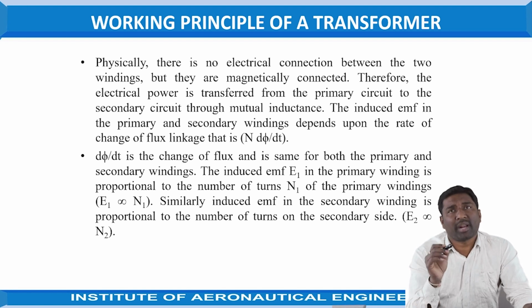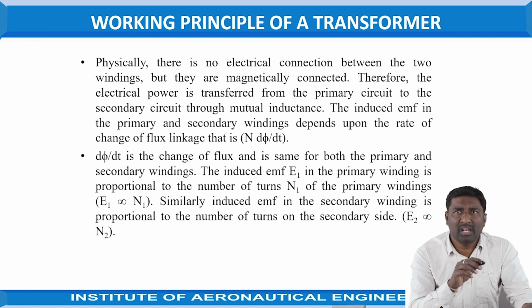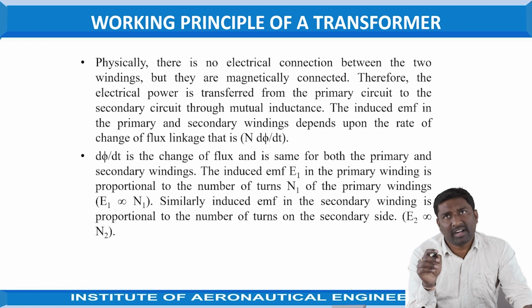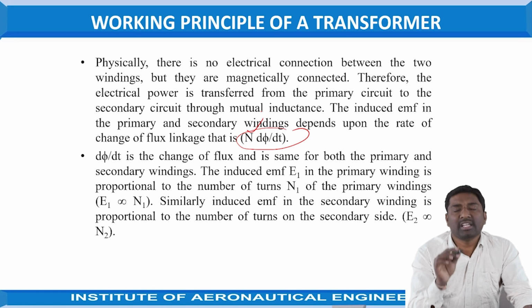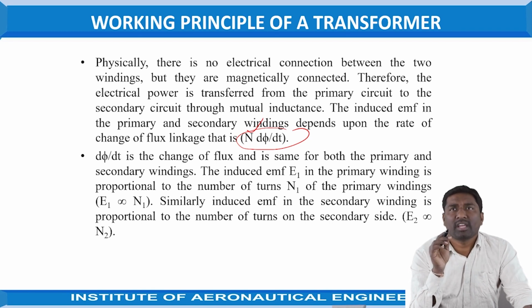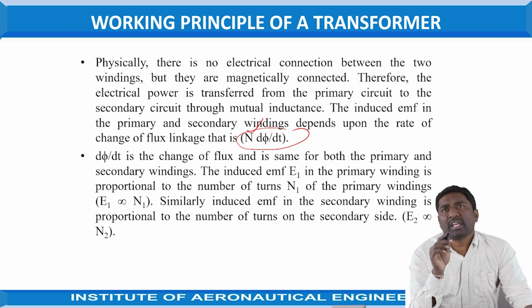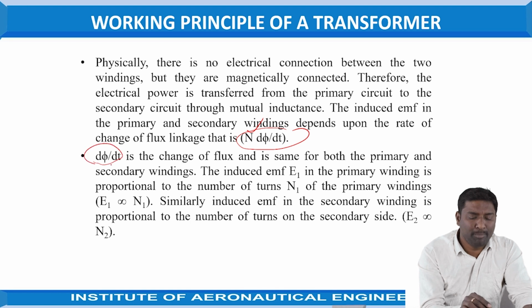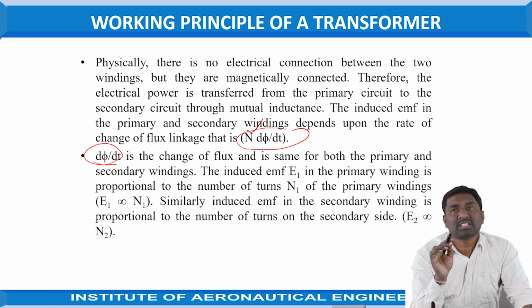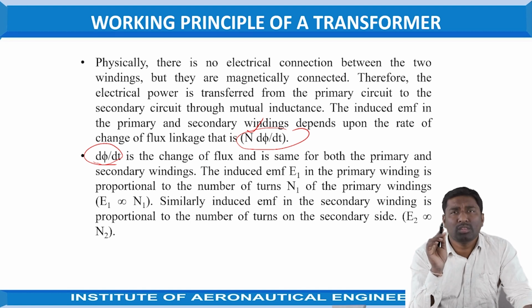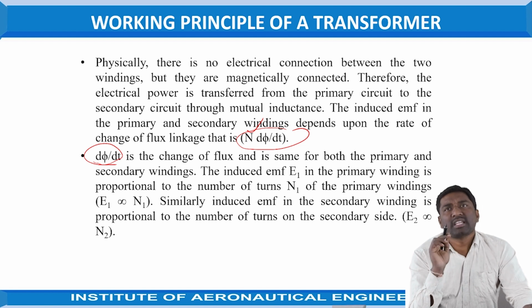This induced EMF in the primary and secondary winding depends upon the rate of change of flux linkage in the primary winding coil and the secondary winding coil, that is N dφ/dt, where N is the number of turns: N1 for the primary winding and N2 for the secondary winding. You can observe here that dφ/dt, the change of flux, is the same for both the primary as well as the secondary winding.